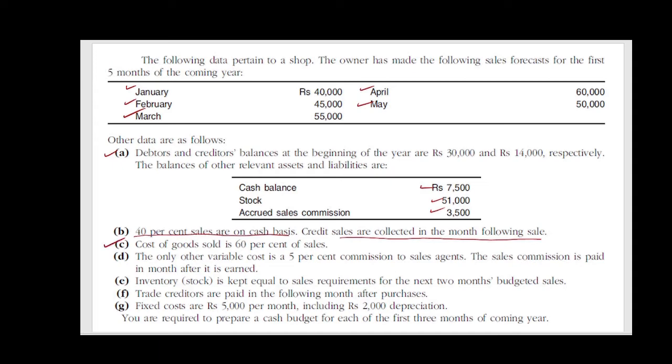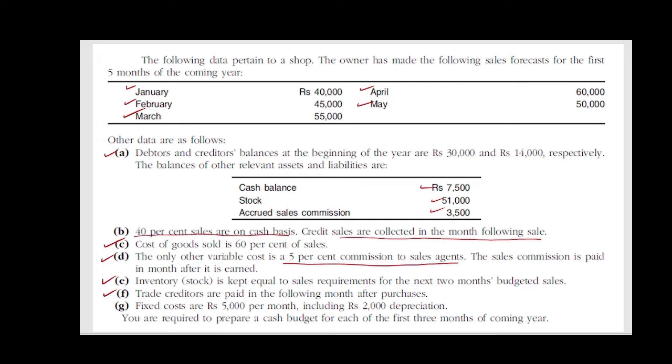The C adjustment speaks about the cost of goods sold. It says cost of goods sold is 60% of sales. Then the D adjustment is the only other variable cost is a 5% commission to sales agents. Again, this is a cash payment. The sales commission is paid in the month after it is earned. So if the sales commission is earned in January by a salesman, it is paid in February, one month after it is earned. Then inventory is kept equal to sales requirements for the next 2 months' budgeted sales. So this is about the stock that is being kept in the business.